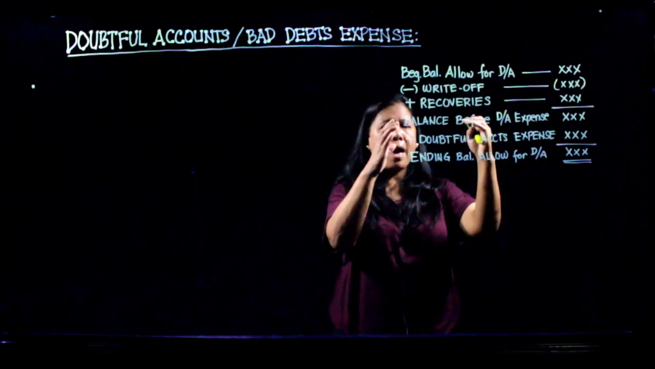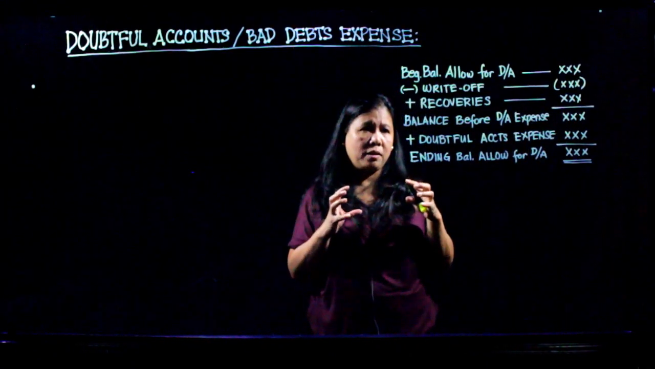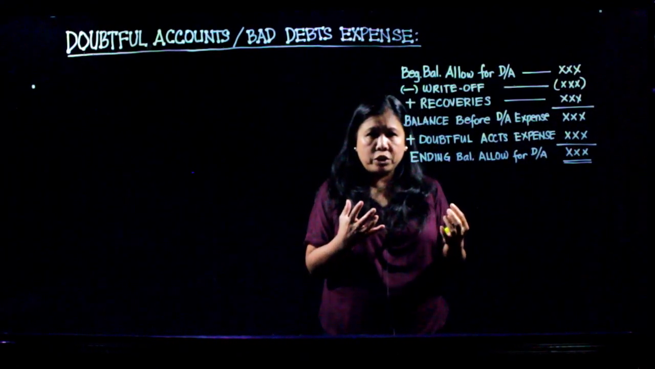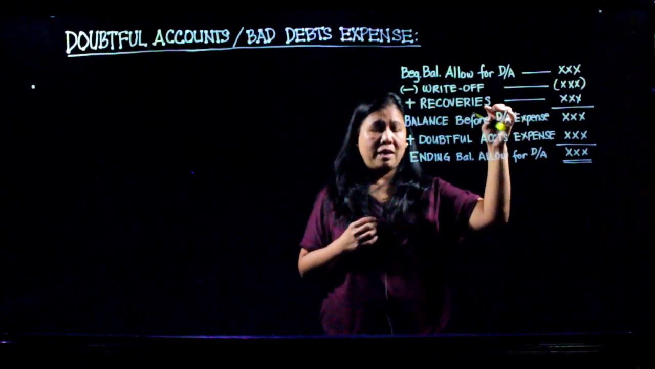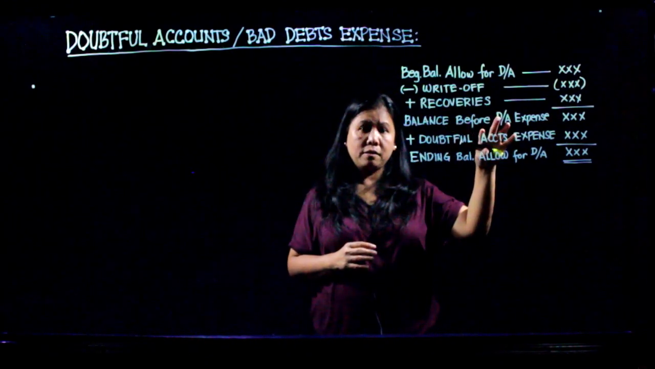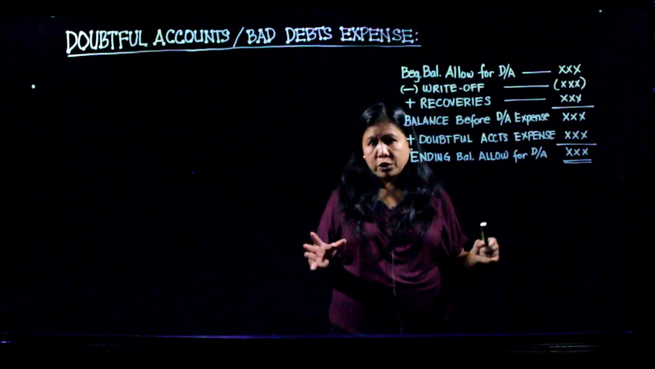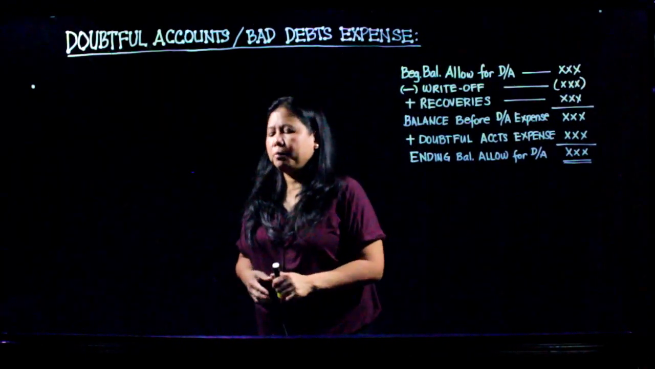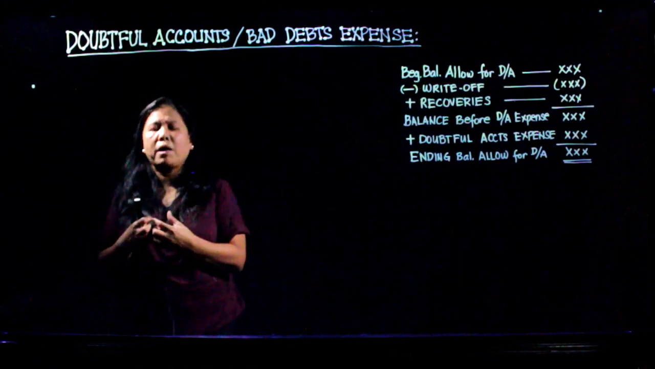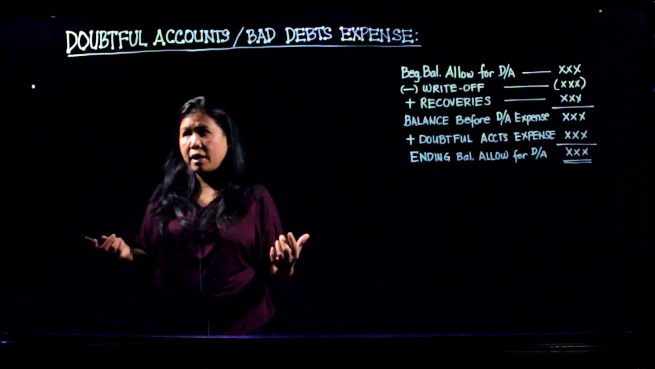Then we come out with the balance before doubtful accounts expense. So this is the balance before the provision of our doubtful accounts expense. Then we add that expense, and we come out with our ending balance of our allowance for doubtful accounts. All right, now let's get into the three methods of estimating or calculating the doubtful accounts expense or the bad debts expense.